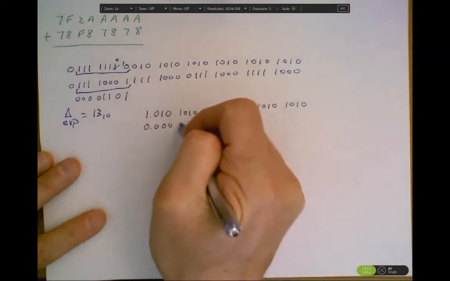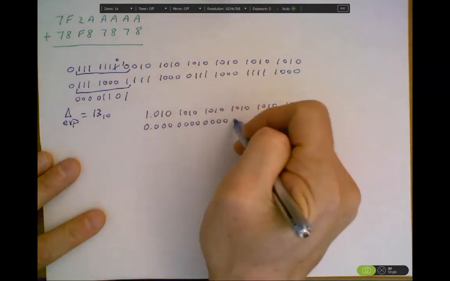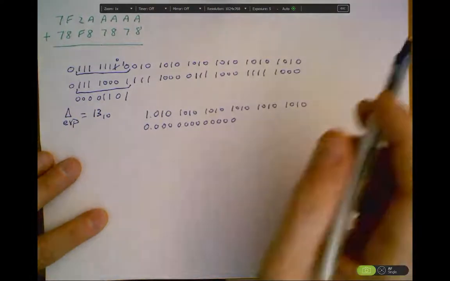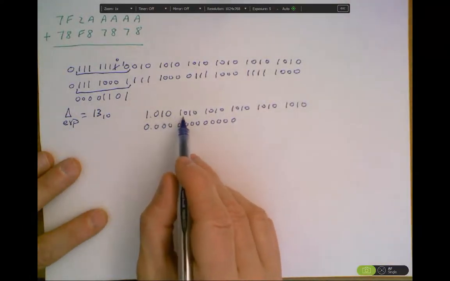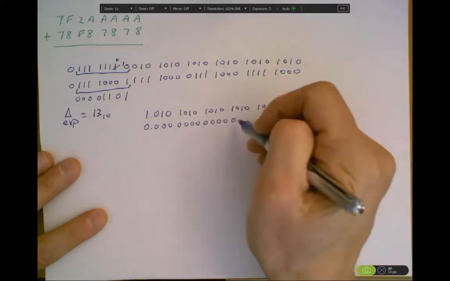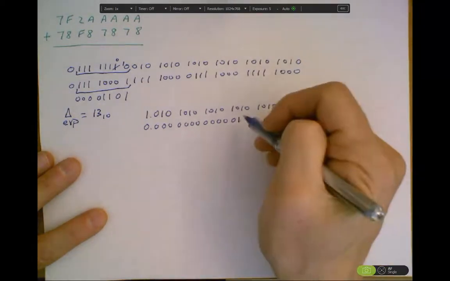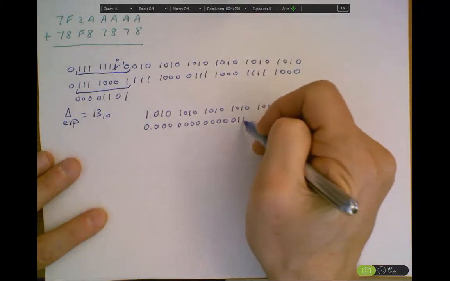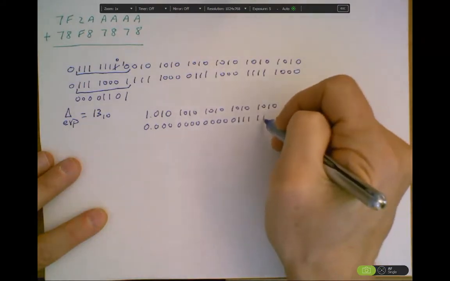1, 2, 3, 4, 5, 6, 7, 8, 9, 10, 11, 12. Right, I'm going to place it 13 bits to the right. 1, 2, 3, 4, 5, 6, 7, 8, 9, 10, 11, 12, 13. So the hidden 1 bit in the second number goes there. Then I copy in the stored significand.